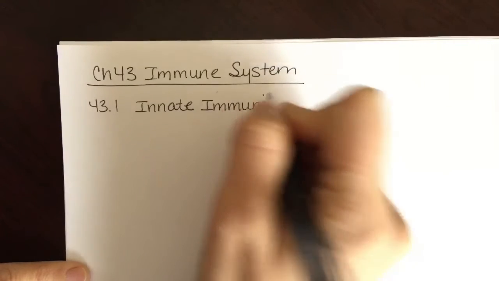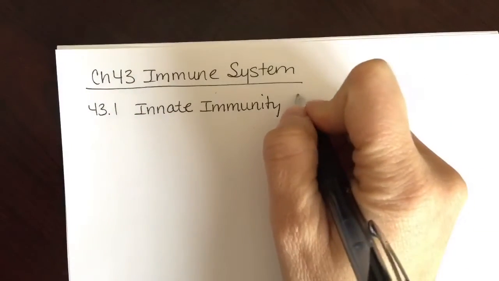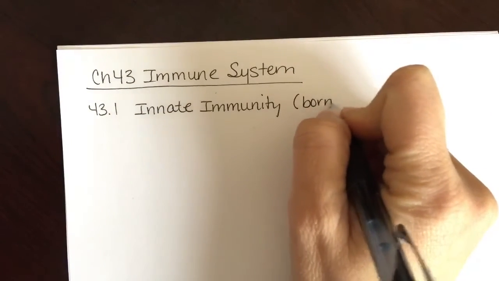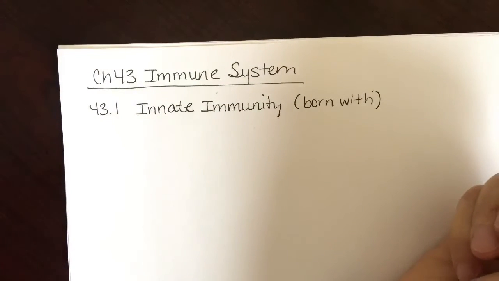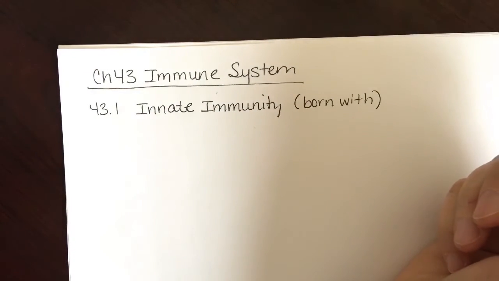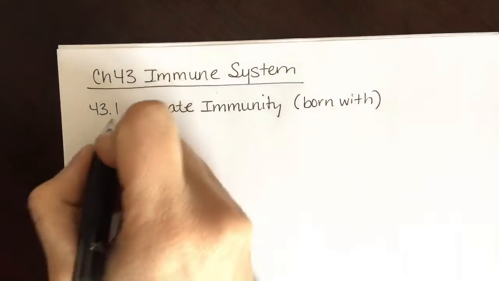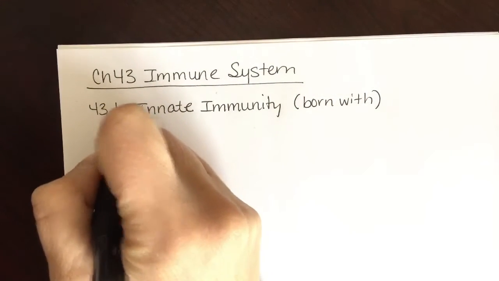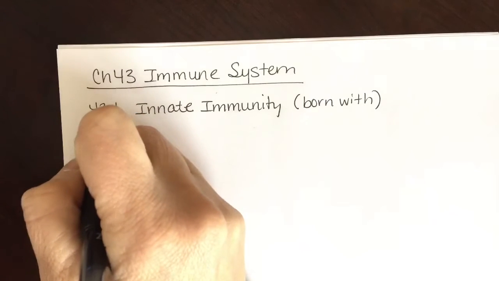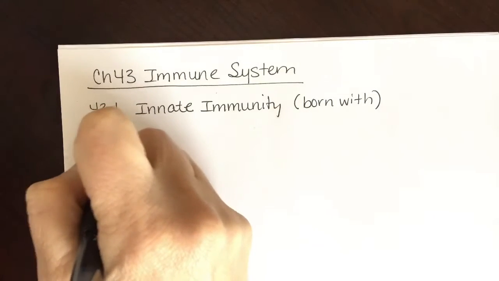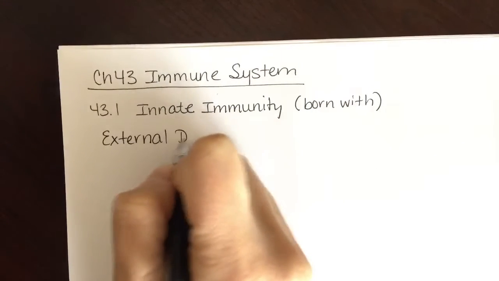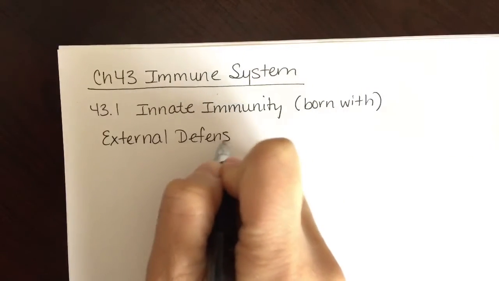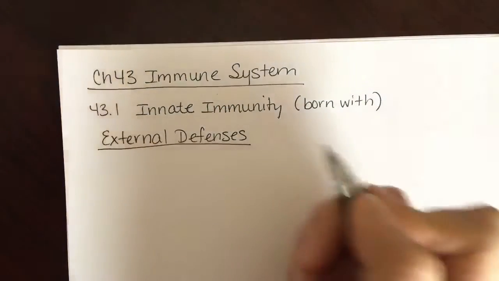immunity you're born with. So you don't acquire it. Remember, that's the second kind, is acquired. So innate immunity. So you have the first thing is your external defenses. So can you remember off the top of your head what the external defenses are?